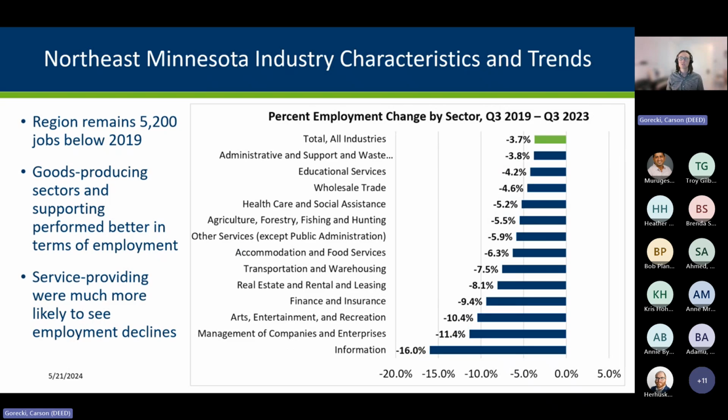And then most of those service providing sectors saw a larger than average decline. You can see healthcare and social assistance, which is the largest employing sector in the region, about 1 out of 5 jobs is in that sector, still down about 5%. Arts, entertainment, and recreation, accommodation, food services, and other services were hit especially hard during the peak of the pandemic, and you can see they still have larger than average deficits.